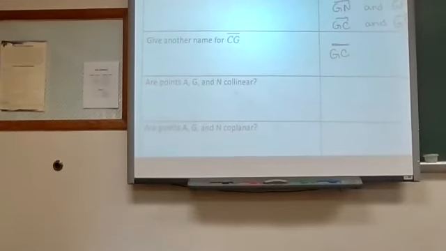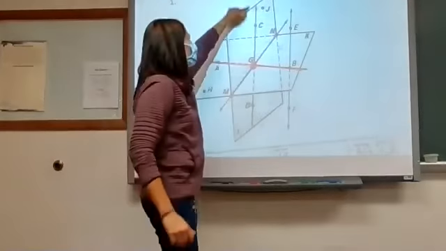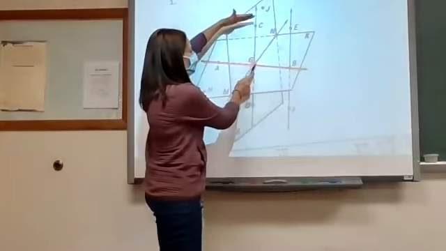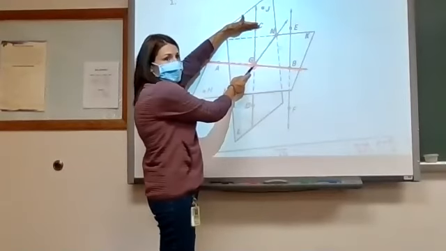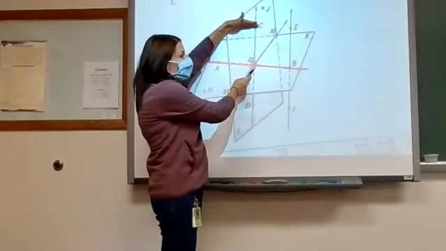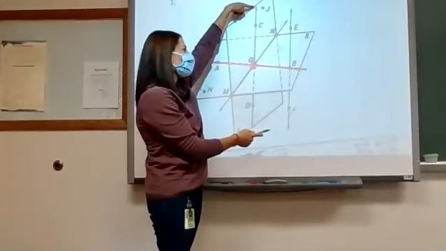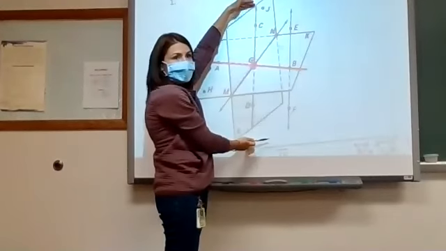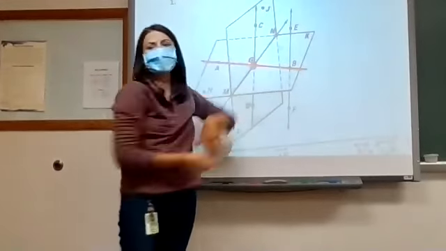Let me point that out though. We were just talking about GC as a ray. GC is a ray here, but I can also say from G to C is a segment. It's a part of the ray. We also can use GC as a ray, and we can also use this whole line. So there are pieces within each of these diagrams.